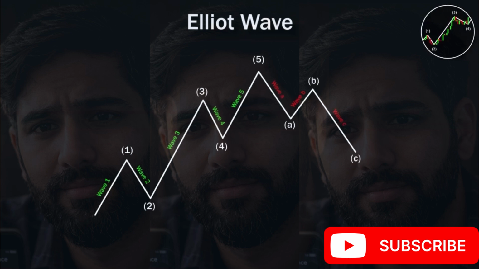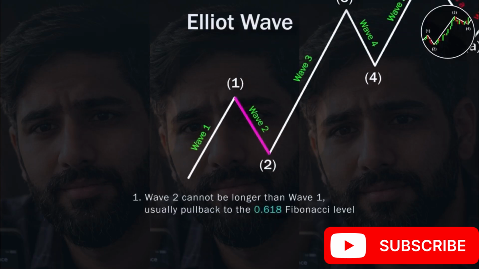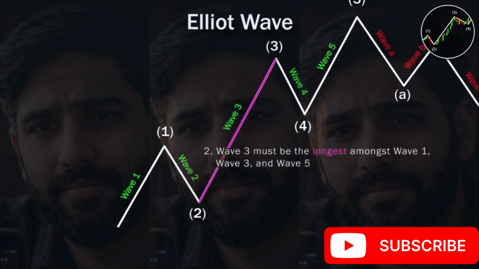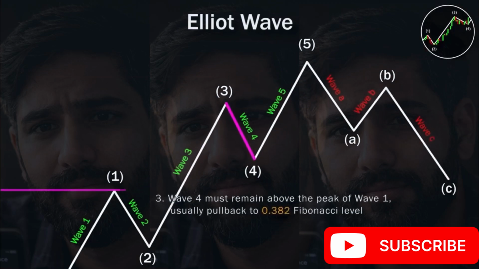Now, there are specific rules to ensure that a movement is considered as a valid Elliott wave. First, Wave 2 cannot be longer than Wave 1 and usually pulls back to the 0.618 Fibonacci level. Second, Wave 3 must be the longest wave amongst Wave 1, 3, and 5. Third, Wave 4 must remain above the peak of Wave 1 and usually pulls back to the 0.382 Fibonacci level.